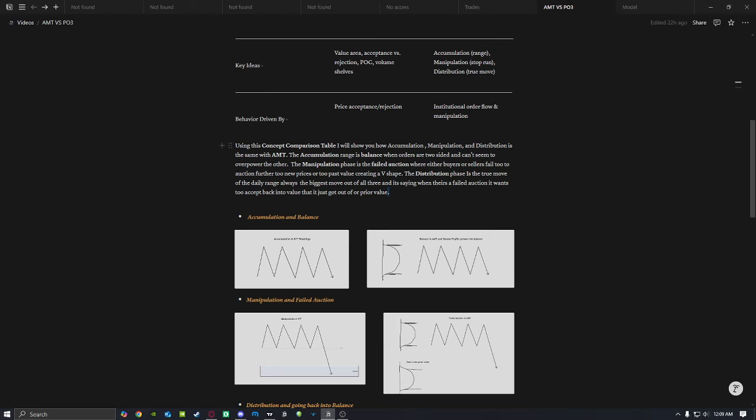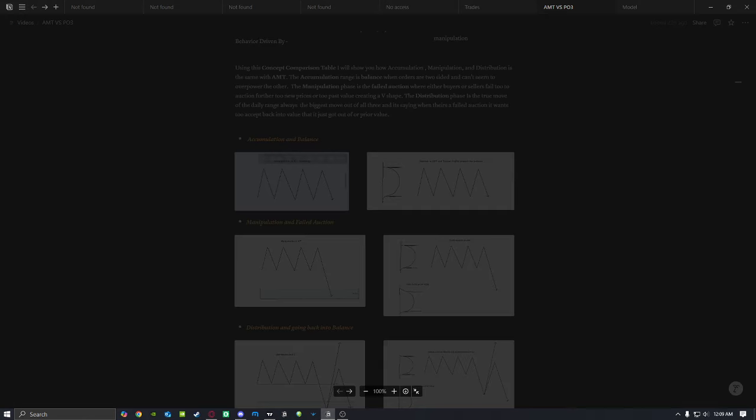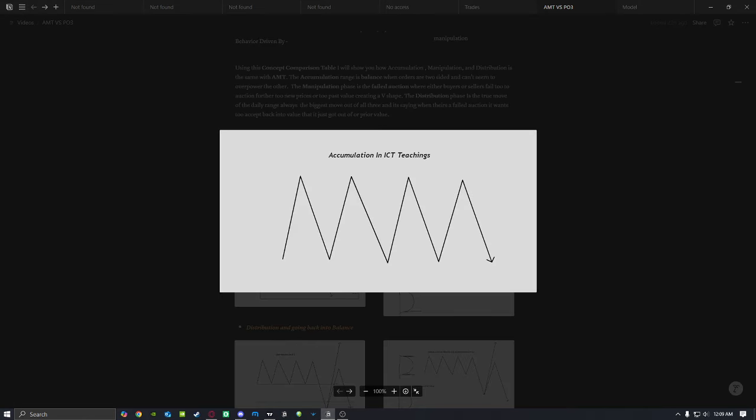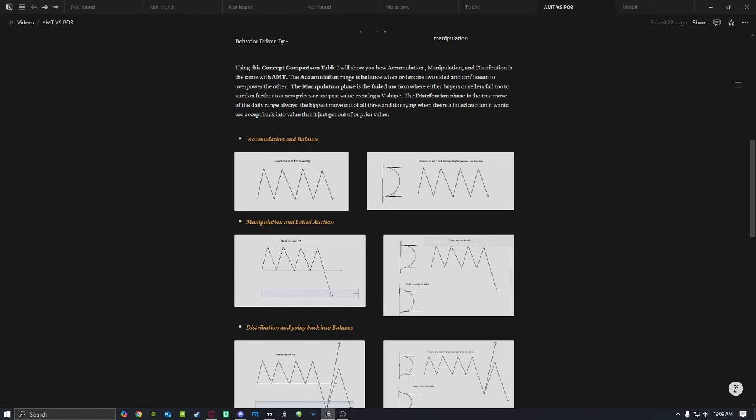And I'll explain this whole thing in pictures. So this is how ICT teaches it right now. He teaches that we're accumulating orders in this range, and we eventually want to see manipulation and distribution up. So this is how ICT teaches accumulation. I'm going to show you, it's the same thing as the balance area.